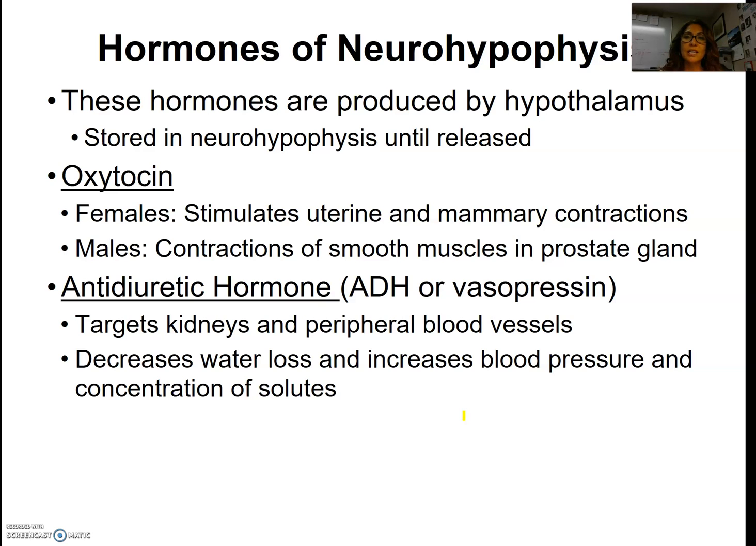In males, it allows contraction for smooth muscle in the prostate gland, again for reproductive purposes, and both oxytocin and ADH are stored in the neurohypophysis until they're released, until they're used.